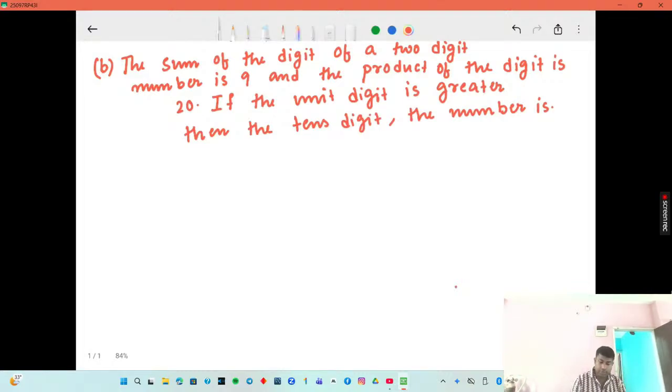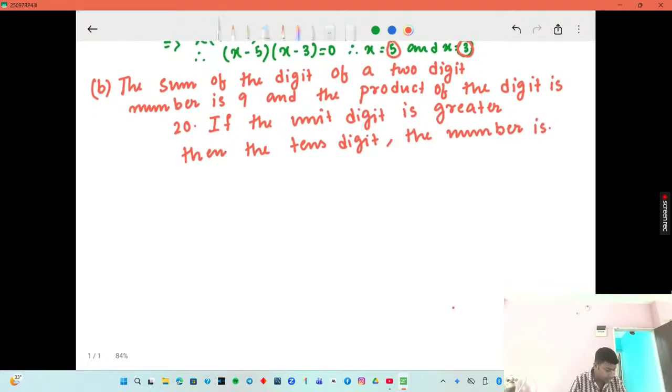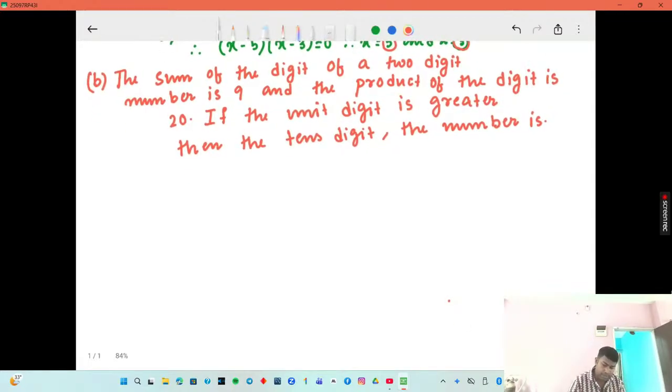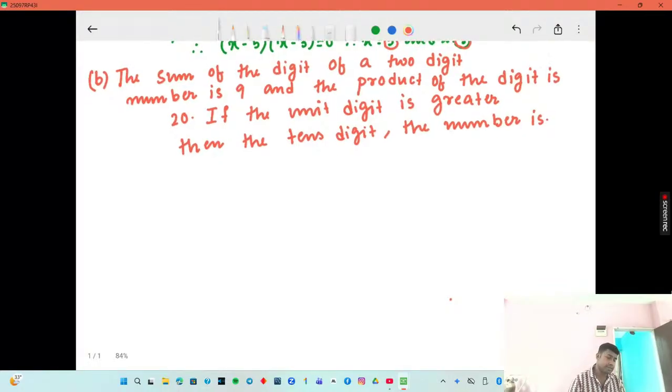So what is the question given here? Here the question is given as the sum of the digits of a two-digit number is 9 and the product of the digits is 20. If the unit digit is greater than the tens digit, the number is.